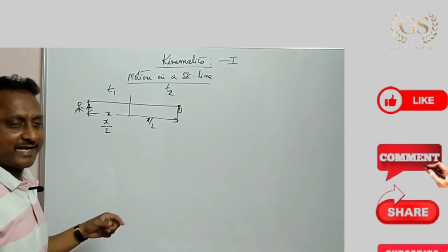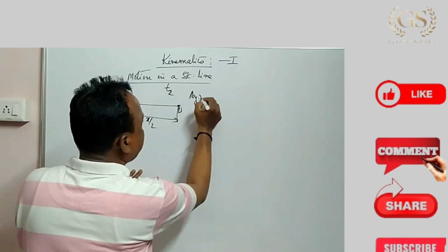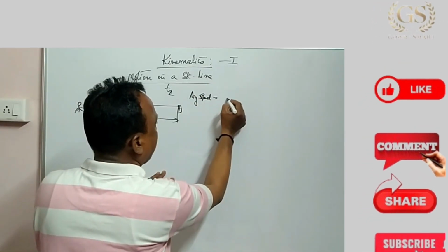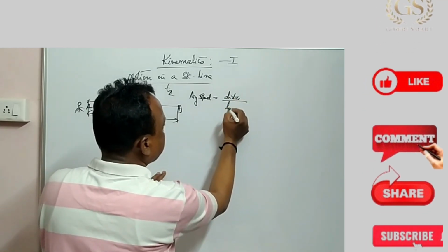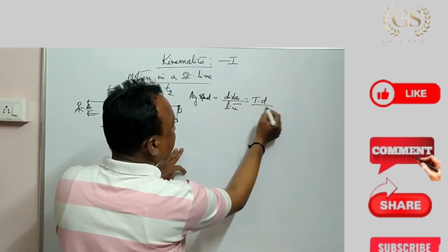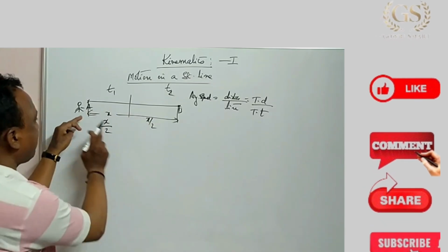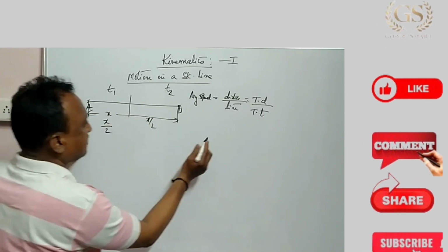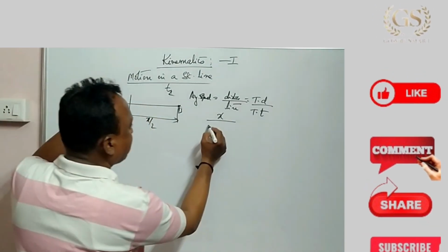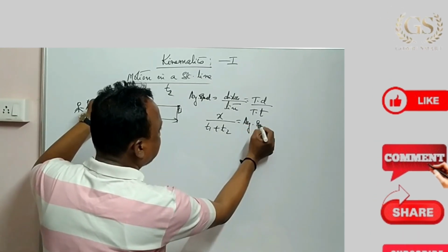Now we'll calculate the average velocity and average speed. Now what is average speed? Average speed means distance by time. Total distance by total time. So let us calculate what is the total distance. Total distance from A to B, how much? X. So total distance by total time. How to get total time? Total time means here t1 plus t2. This will become average speed.